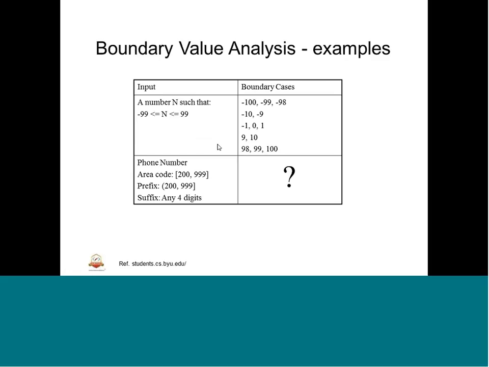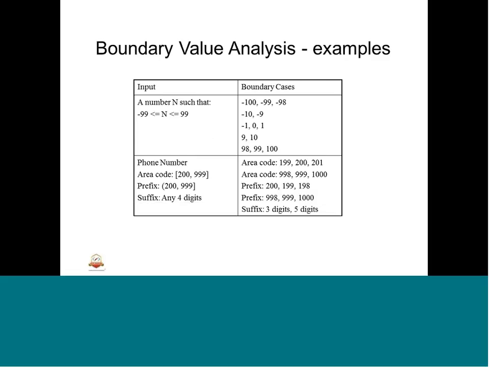So these intermediate values also we need to consider because these are all valid equivalence classes range. So we need to have this along with the boundary cases. Example, the next example is about phone number, what we have seen earlier. So we will have boundary cases such as area code with 199, 200, 201 at the lower boundary, and at the higher boundary 998, 999, and 1000.